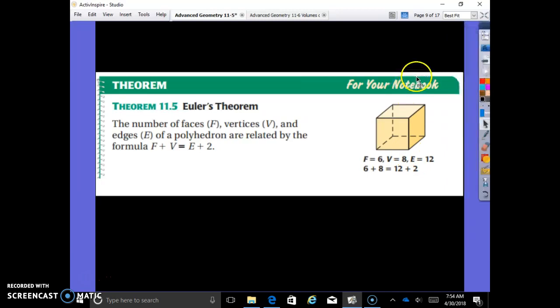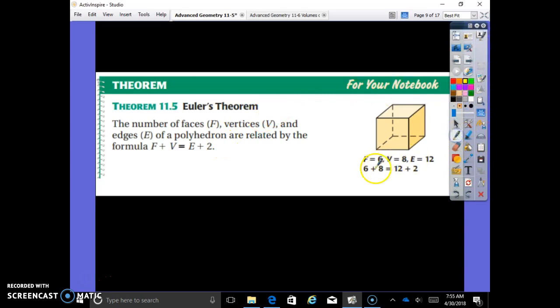Euler's theorem. The number of faces, vertices, and edges of a polyhedron are related by the formula faces plus vertices equals edges plus 2. All right, so faces plus vertices equals edges plus 2.